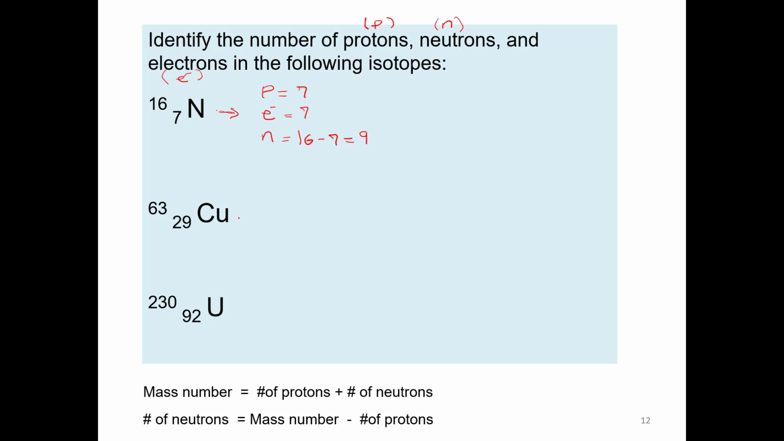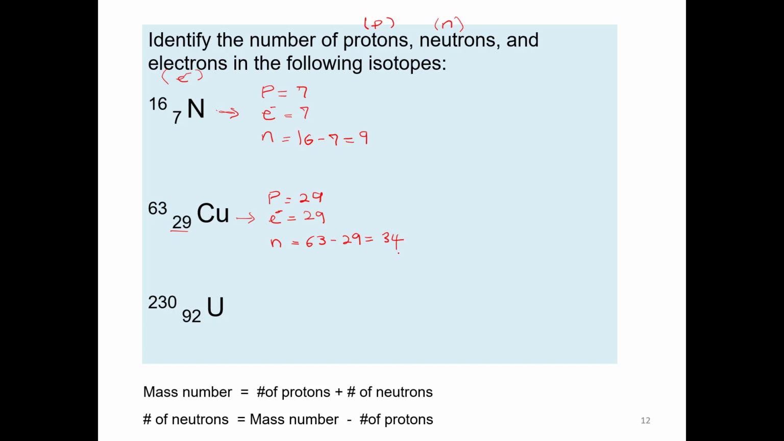Let's solve the next problem. We had copper, copper 29 63. In this case, the number of protons equals 29, which is the atomic number. The number of electrons equals the number of protons, so it will be 29 also. And then the neutrons will be just 63 minus 29, which is equal to 34.